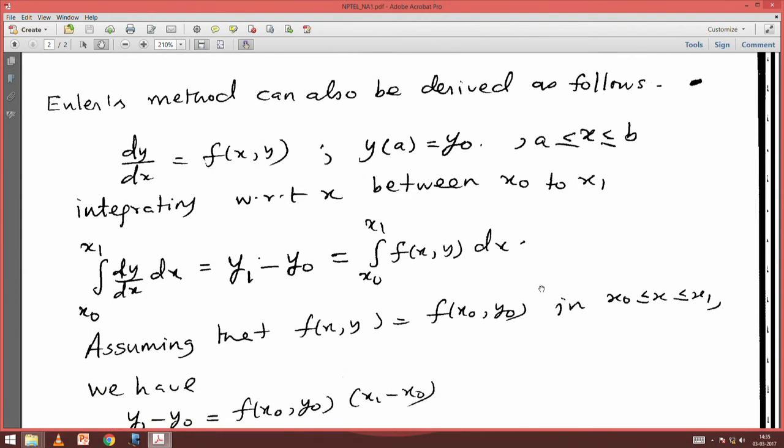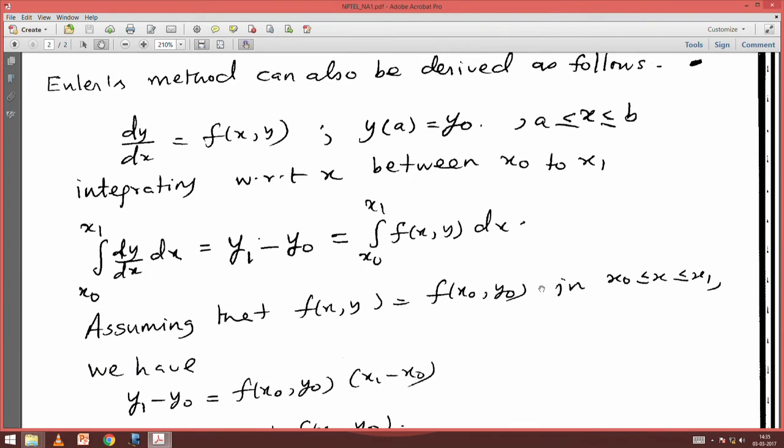And Euler's method can also be derived in another way. Namely, I take the differential equation dy by dx is equal to f of x comma y and the initial condition, and we want to obtain the solution in the interval a to b. So, I integrate both sides with respect to x between x0 and, say, x1. How do I get this x1? I divide the interval a b into a number of smaller subintervals by means of points xi, where xi is x0 plus ih. i runs from 0 to n.